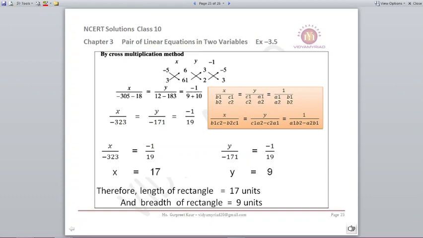Now here, when we use x will be BC, y is CA and 1 is AB, we know that cross multiplying the values, you get x upon minus 323 which is equal to y upon minus 171 which is equal to minus 1 upon 19. So x upon minus 323 equal to minus 1 upon 19. So x comes out to be 17 and y comes out to be 9. So the length of the rectangle is 17 units and the breadth of the rectangle is 9 units.